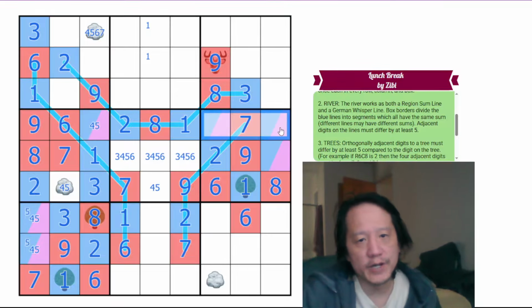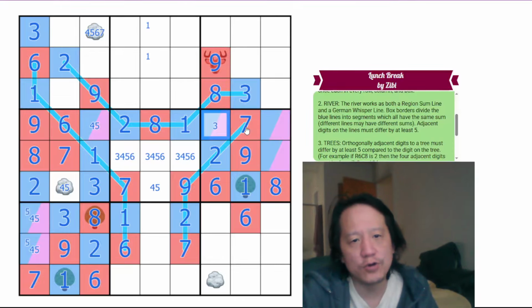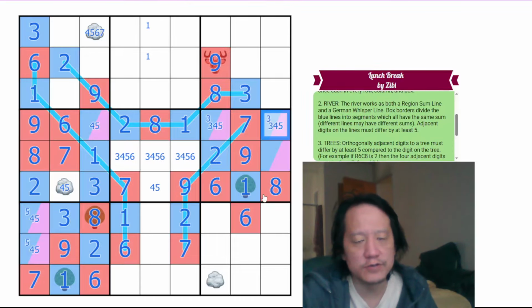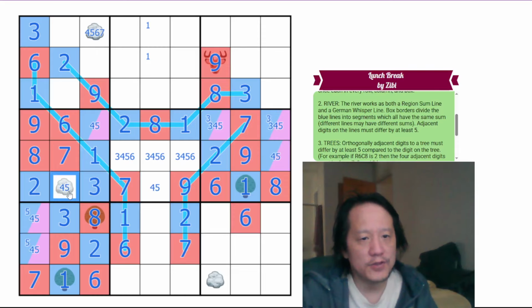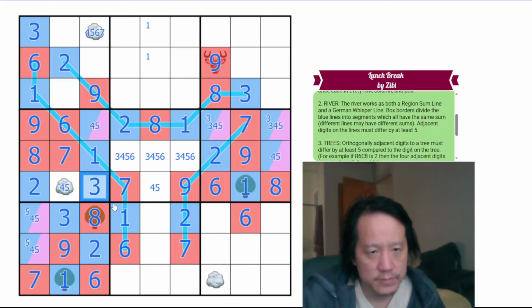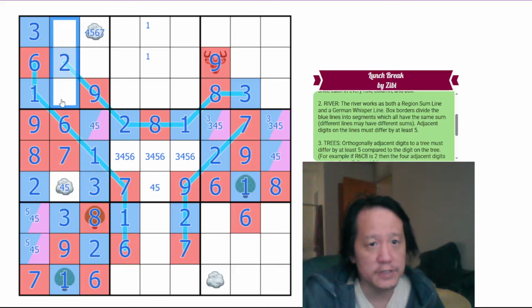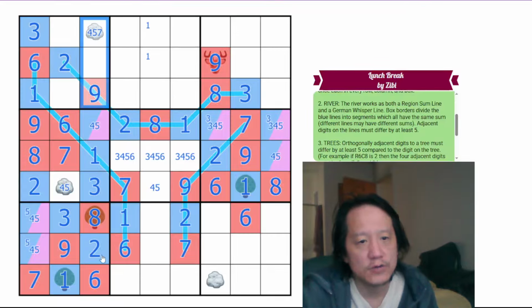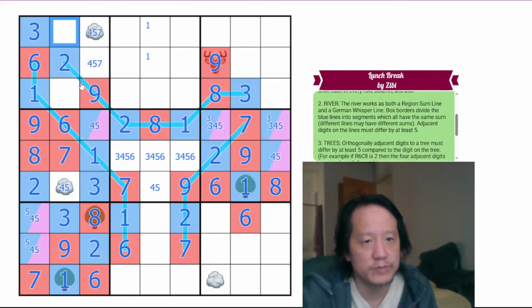Remaining digits in row 4 are 3, 4, and 5, with 3 being one of these two, and this must be 4 or 5. This digit has to, well, actually, it doesn't matter. 4 is both 3 away from 7, so is 5. Remaining digits in, okay, this can't be 6 because of the 6 in the box. Remaining digits in column 3 are 4, 5, and 7. In column 2 are 4, 5, and 8.